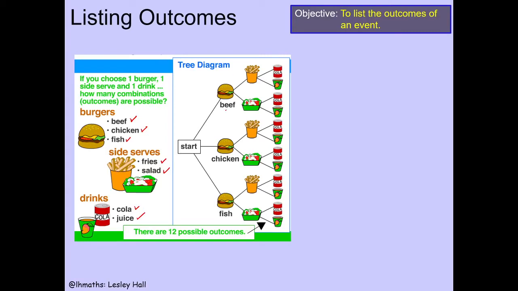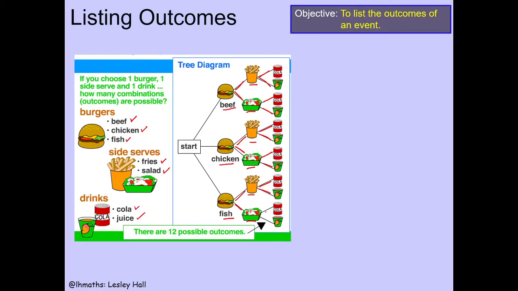Okay? Now, to start with, we are gonna begin with the burger. The burger that has a beef patty, a chicken patty, and a fish patty. Next, for this beef, we pair it with fries and salad. The same with our chicken, fries and salad. The same with the fish, fries and salad. And then for the side serves, we pair them with drinks. So we have fries with cola and juice, cola and juice, cola and juice, cola and juice. The same thing with the other side serves.